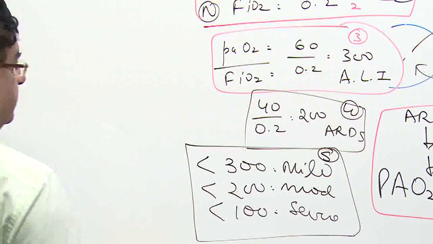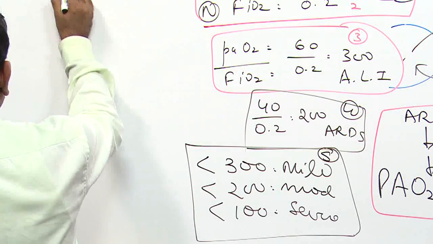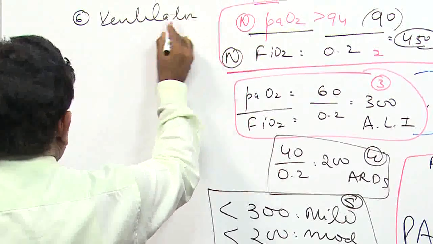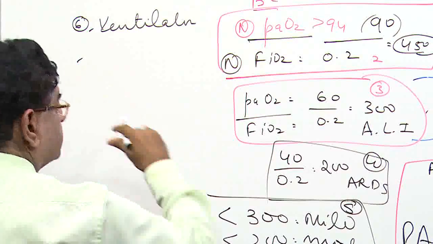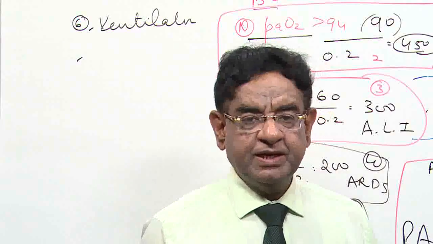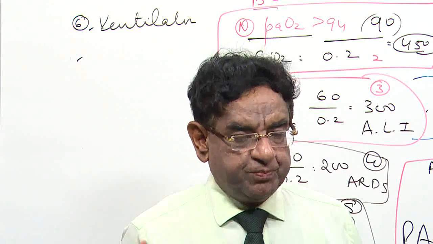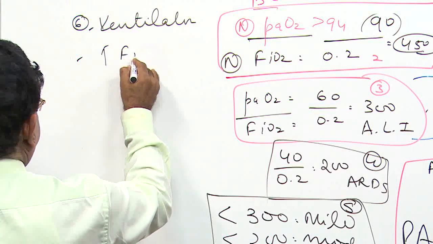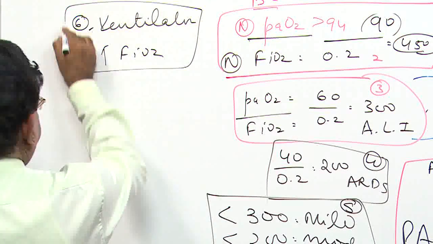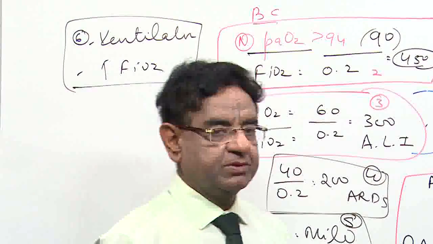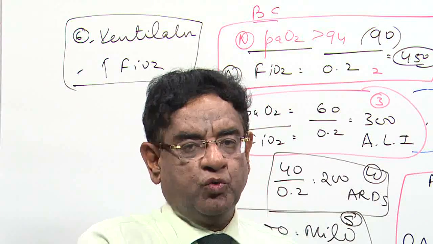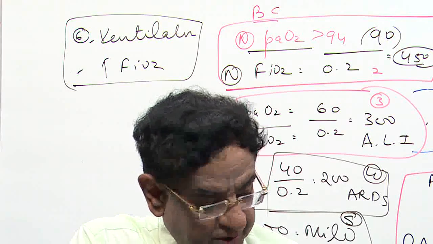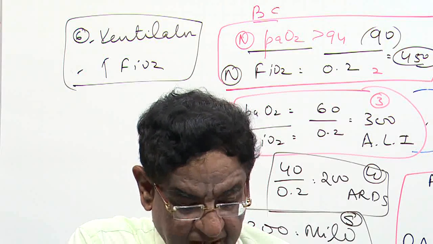So how to treat a case of ARDS? Treating the basic cause is always the first thing, but otherwise for ARDS we put the patient on a ventilator and we increase FiO2. I hope you understood what ARDS is like this. So now we move further.